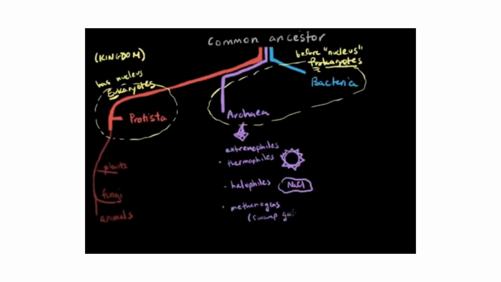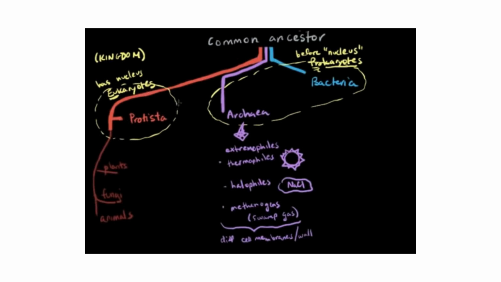And in order to live in these extreme environments, archaea actually have very different cell walls and cell membranes than either bacteria or protists. For our purposes, it's not too important to know what about those membranes or walls are different. It's just enough to know that they are different. So that's archaea. Now, let's talk about protista.